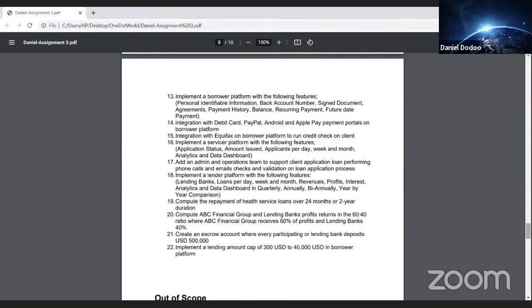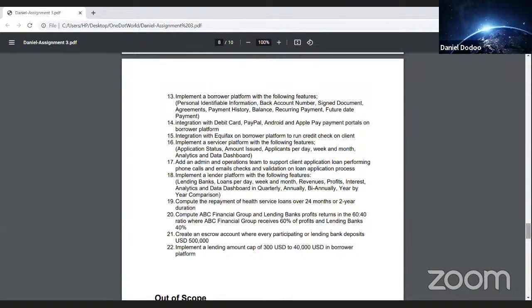So we are to also implement a lender platform with the following features. We have the partner or lending banks, the loans per day, per week, per month, revenues, profits, interest, analytics, and a data dashboard with quarterly, annual, and year-by-year comparison.